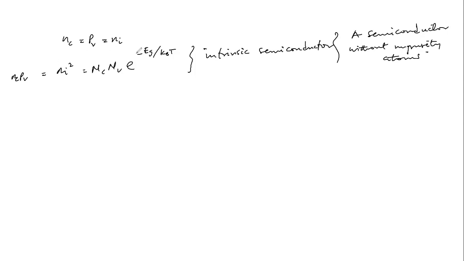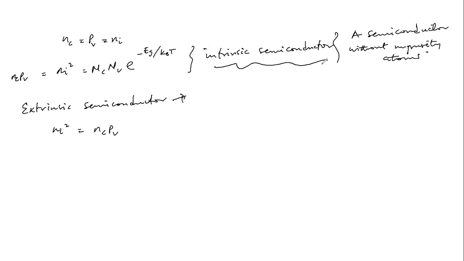So when we have some impurity atoms included in the semiconductor device, such that the crystal lattice is modified to either accept an electron or have an additional electron to give up, then we say the semiconductor device is an extrinsic semiconductor. Now recall that an extrinsic semiconductor is just a doped intrinsic semiconductor. So when the intrinsic semiconductor is doped with some impurity atoms, that is what we get.